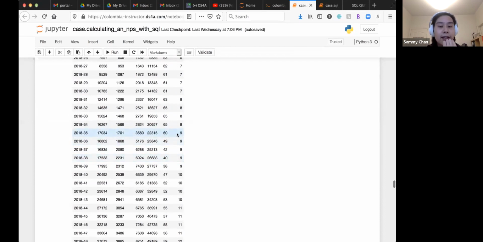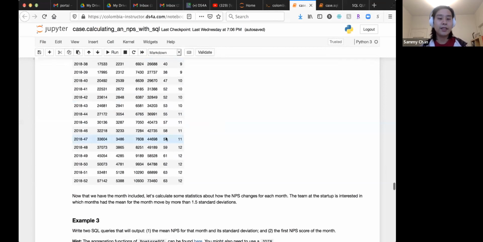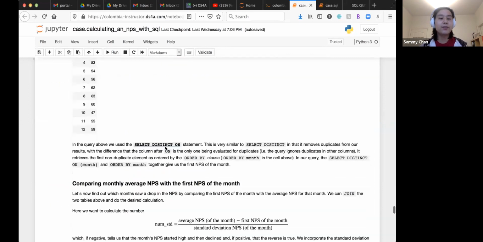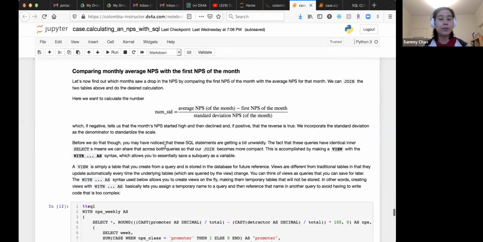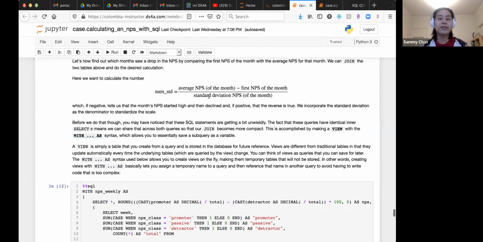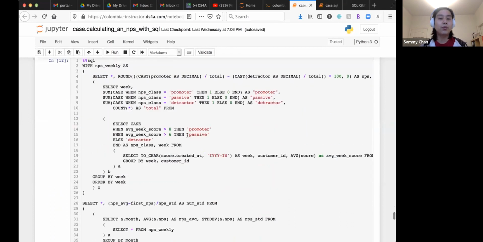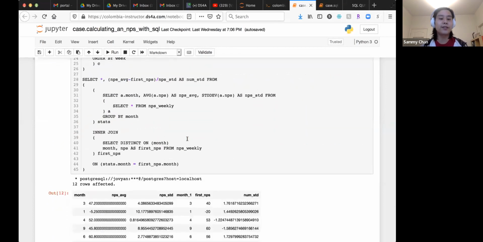For the first week, it seems like we were still receiving a pretty good NPS, but then the bug probably happened, and for the rest of the weeks we got a much lower NPS than the first 2 weeks. And then it slowly rose back up. So that's the reason why we would want to calculate the standard deviation of the monthly NPS and see which of these are outliers for us.